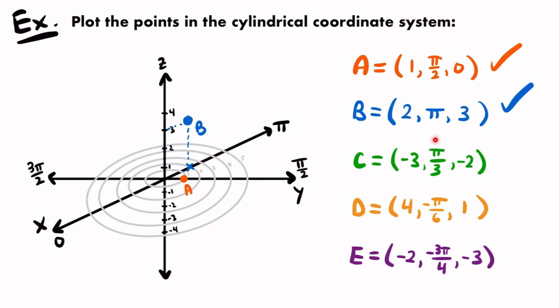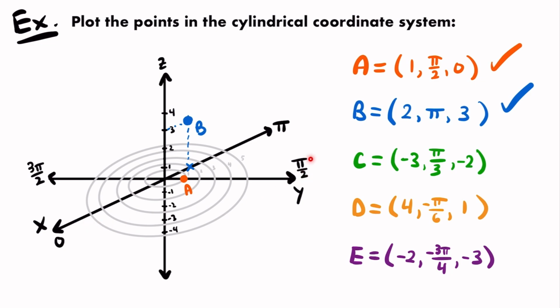Let's move on to our next point, point C. We have negative 3, pi divided by 3, and then negative 2. So the radius is negative 3, the angle is pi divided by 3, and the z-coordinate is negative 2. So we will be below the xy plane this time, but before we do that, let's take care of the radius and the angle. The angle is pi divided by 3. That is 1/3 of the way to pi.